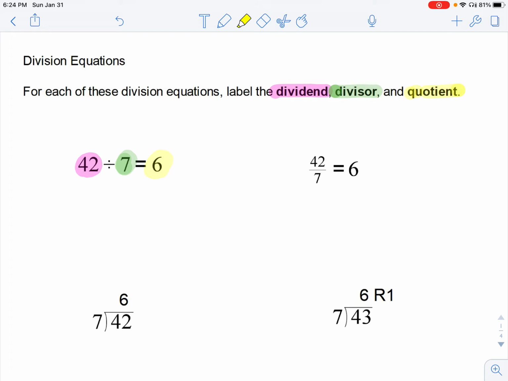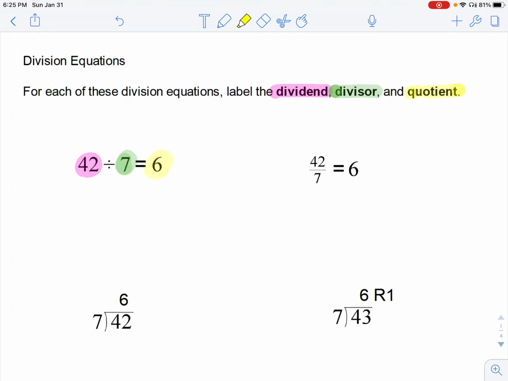Okay, all together now. The dividend gets divided, divided, divided. The dividend gets divided in the equation. It comes first. Divided by the divisor, divisor, divisor, divided by the divisor, and then you get the quotient, with your jazz hands. Beautiful.